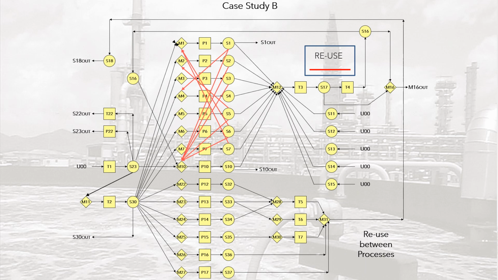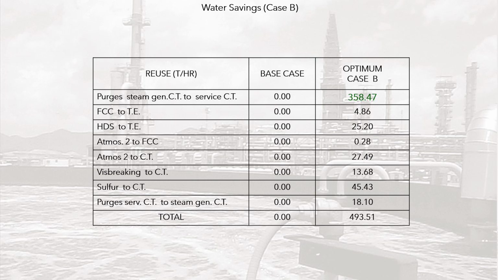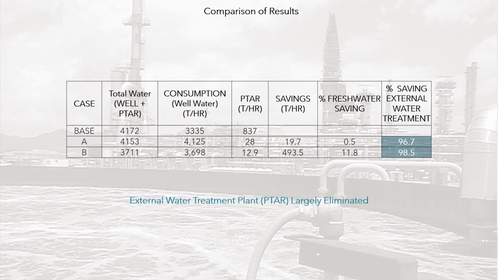Case Study B. Reuse between processes. The image shows reuse of water in Case B. A comparison of the results of the 3 cases, the base, and A and B, allows us to conclude: the use of TAR, an external water treatment plant that is expensive, has been virtually eliminated.